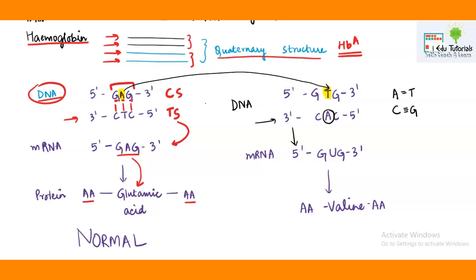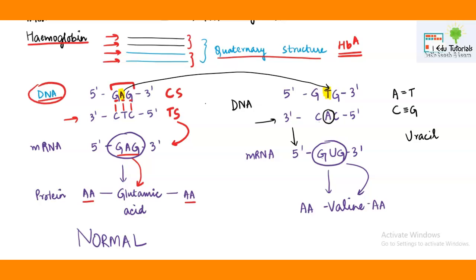Now as per the base pairing rule, C will always bind with G, and A will always bind with U, because there is no base like thymine in the messenger RNA. In spite of T, we have uracil in the RNA. So the base sequence from GAG has changed to GUG codon. And this change in the codon has changed the amino acid too. Earlier, this GAG codon was coding for glutamic acid.